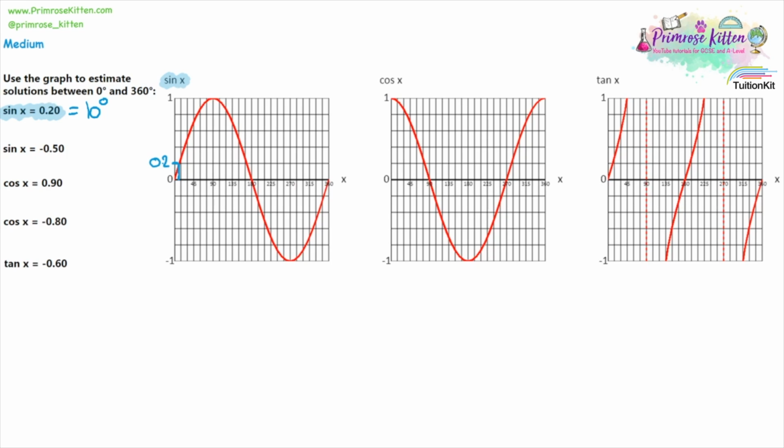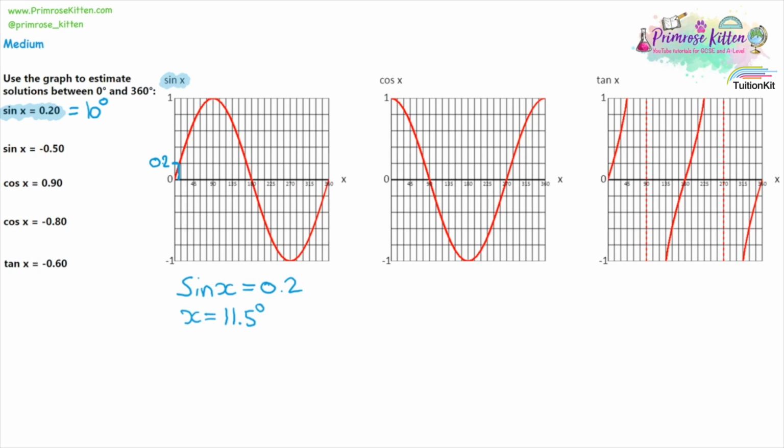Now, just like the easy questions, I'm going to actually find an accurate answer for this now and just see how close we got. So if sine x is equal to 0.2, then x, to calculator, I'm going to type in 0.2. I'm going to use the inverse sine function, and that should get me 11.5 degrees. Looking at my estimate, 10 degrees, that's pretty close, so I'm happy with the estimate.